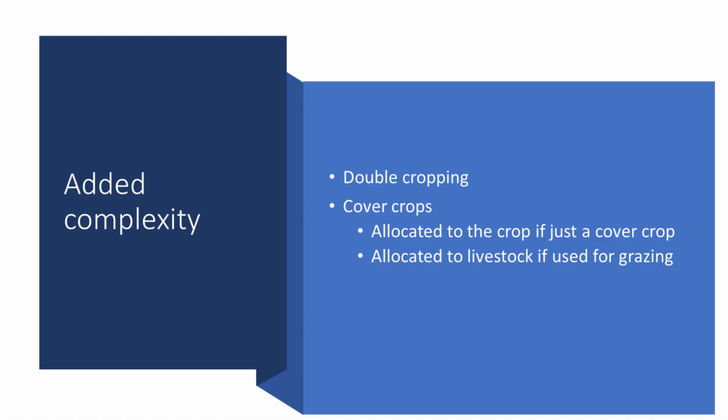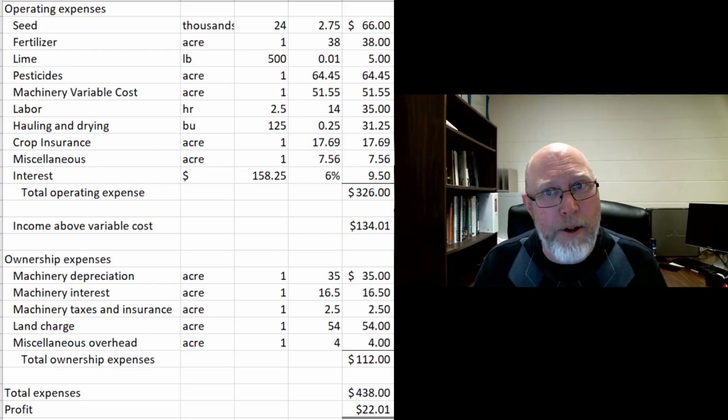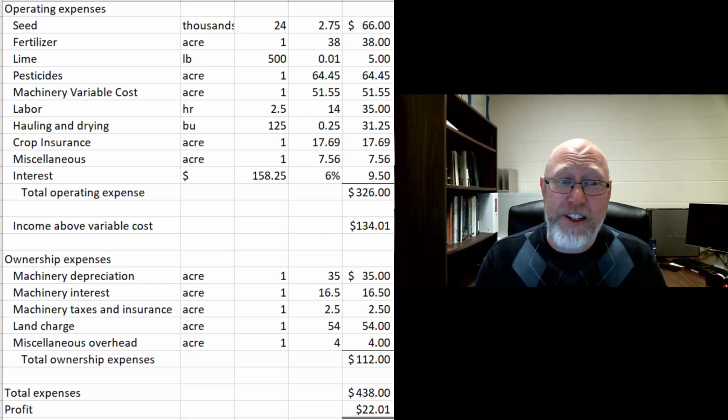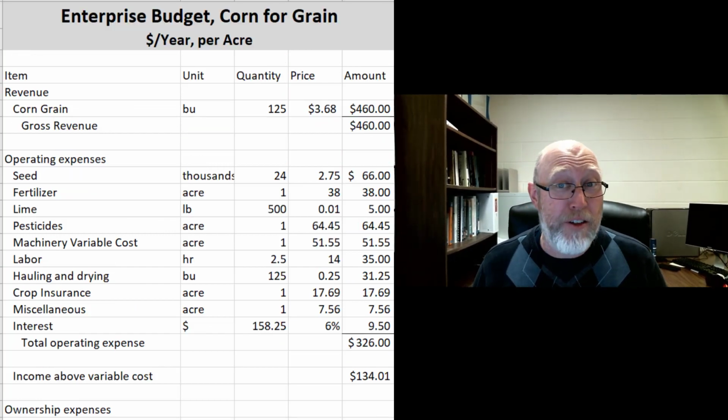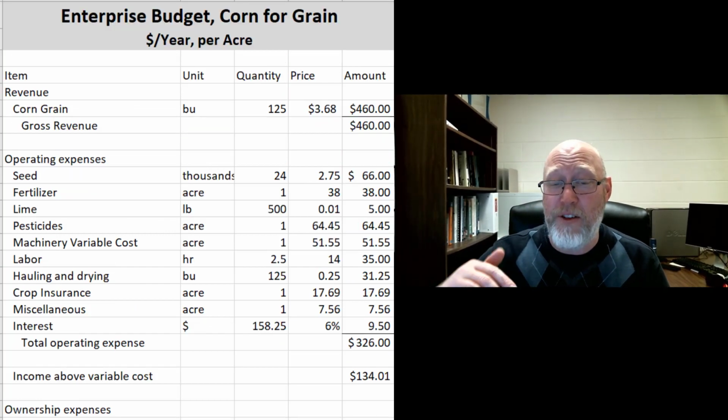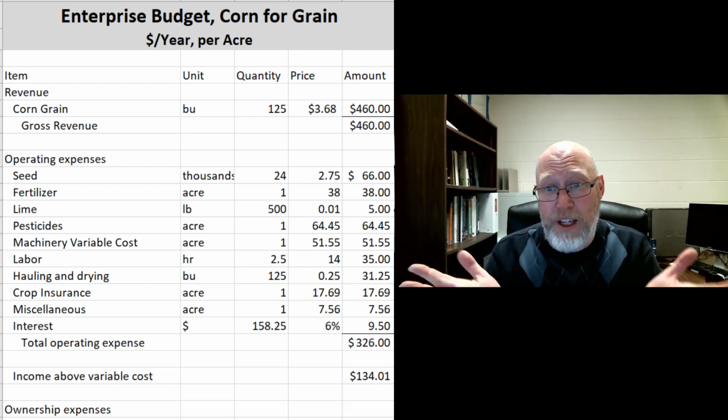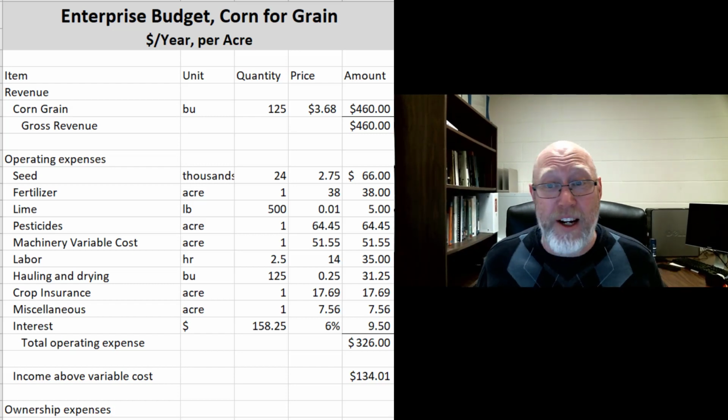Cover crops. How do you allocate the cost of a cover crop? Well, if the cover crop is just a cover crop, you're not doing anything with it, then it's got to go into the budget for growing the crop. If you're going to graze on your cover crop, you have to make the decision to either allocate the cost of the cover crop to the row crop operation or the livestock enterprise.